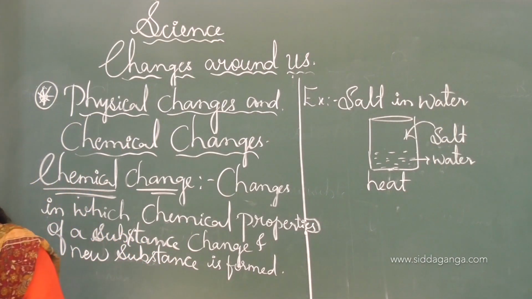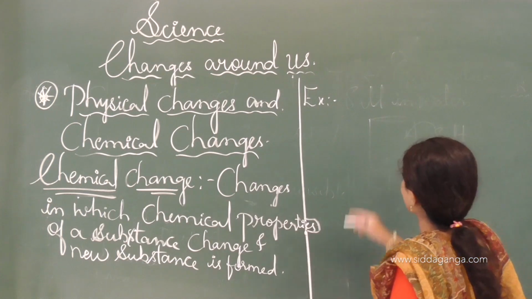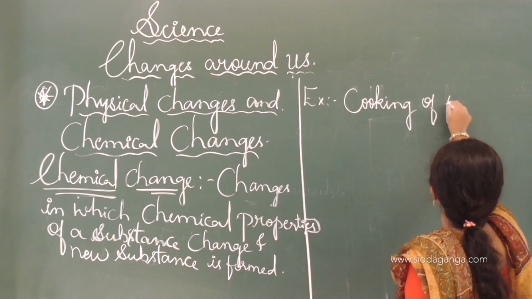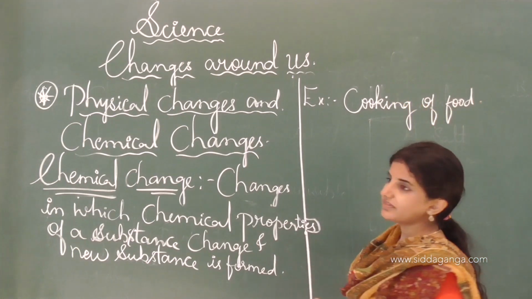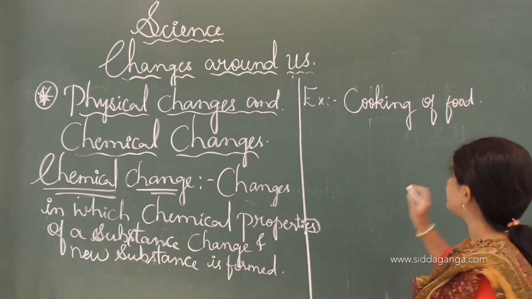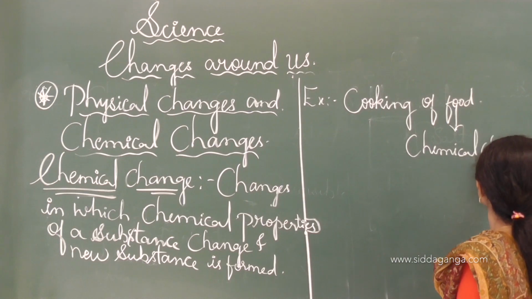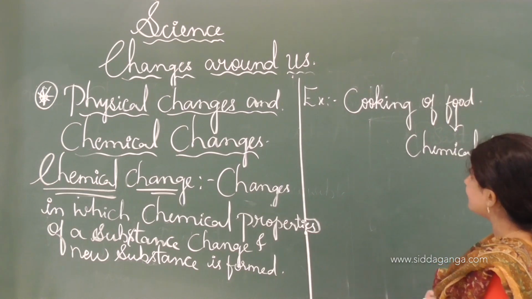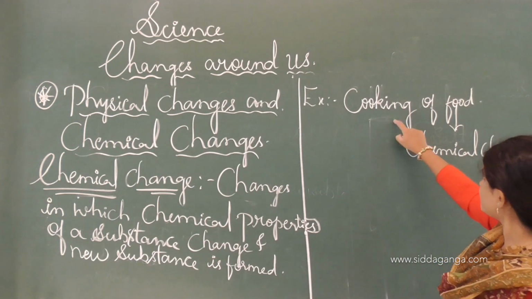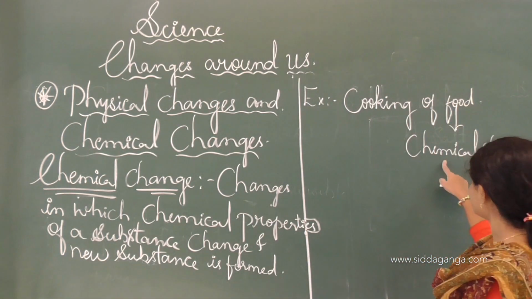Examples of chemical change are cooking of food. On cooking the food items, the food undergoes a change, and that change we call a chemical change. As I told you, cooking of food is one example of a chemical change, where the food items undergo a change.